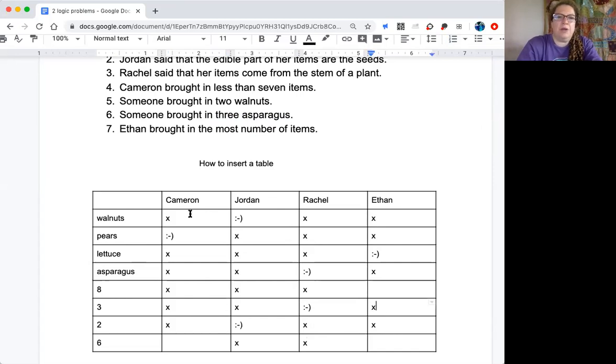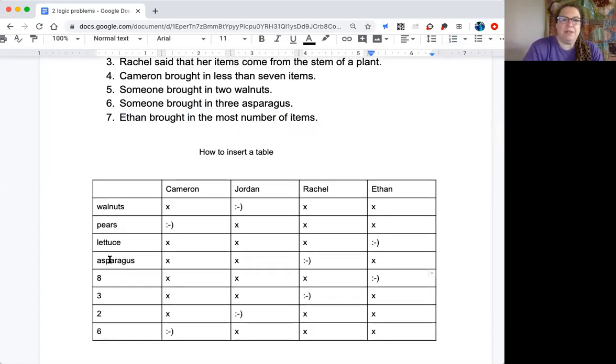Ooh, look at Cameron here. Cameron, there's only one that is left. He gets the 6. And cross out everything. Now, make sure you look at all the clues anyway in case you do something wrong. It's easy to do something wrong. Ethan brought the most number of items. Let's see if that lines up. Ha, it does. The most number is 8. So we kind of checked our work, didn't we?